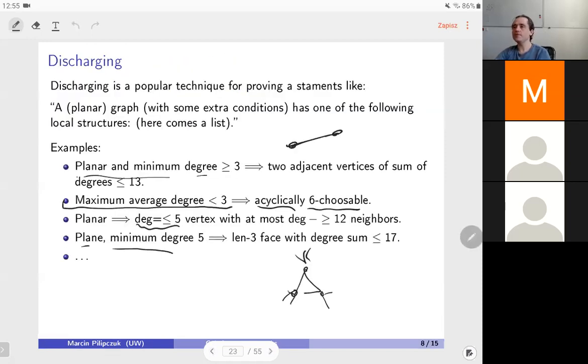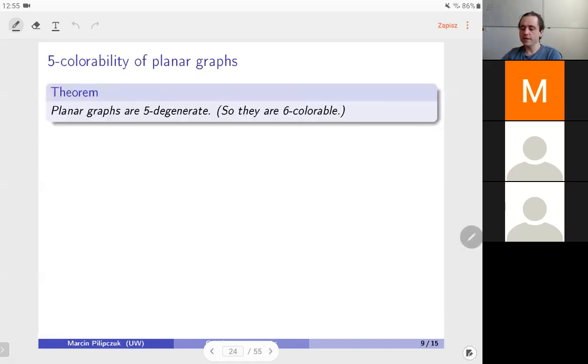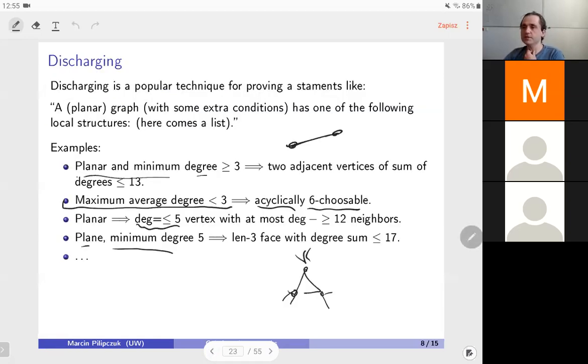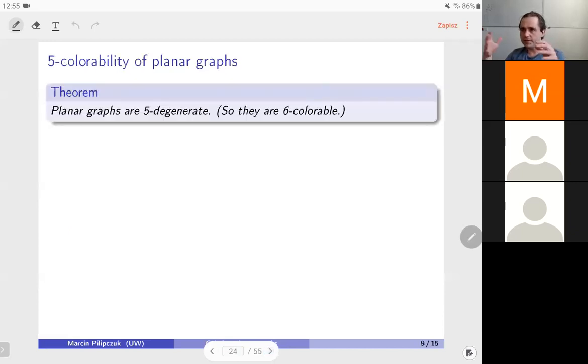So now I want to leave the world of discharging for a while and go to the world of choosability, and spend a few minutes, maybe a bit more, on proving Thomassen's theorem. But before that, I want to talk about coloring graphs. We proved that every planar graph has a vertex of degree at most 5. And planar graphs are closed under vertex and edge deletion, which means that this is something we call degenerate.